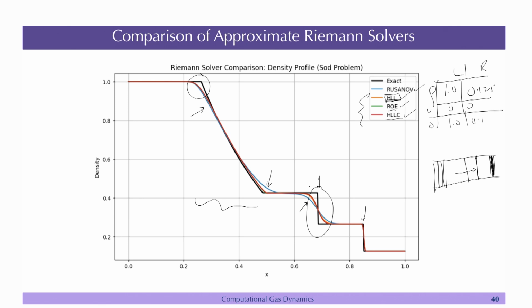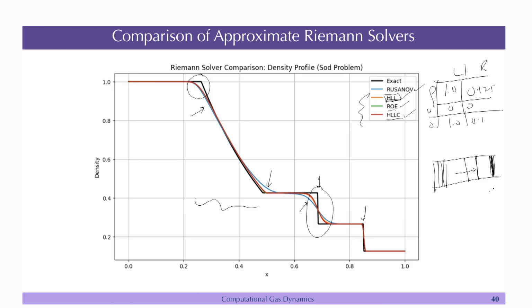Okay. But if you go to more severe cases where you want to compare HLL and HLLC, you will see that there is a huge difference between the two. We will see some examples. Now, as I told you, this is a kind of benign case, and there are several cases based on this Riemann problem.